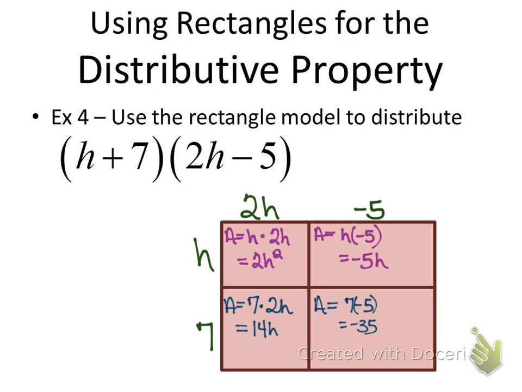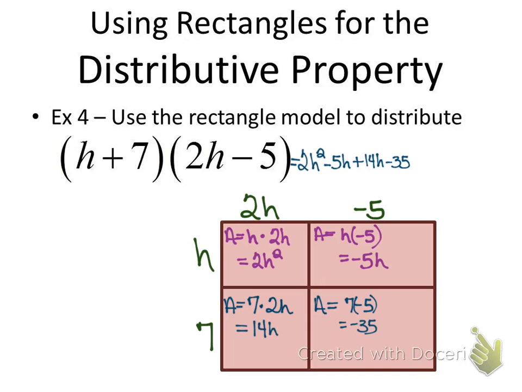Now I have a whole bunch of individual areas. I need to find the total area of the entire rectangle. So I'm going to take all of these separate areas and bring them up to my top. My first area is 2h squared, minus 5h, plus 14h, minus 35.